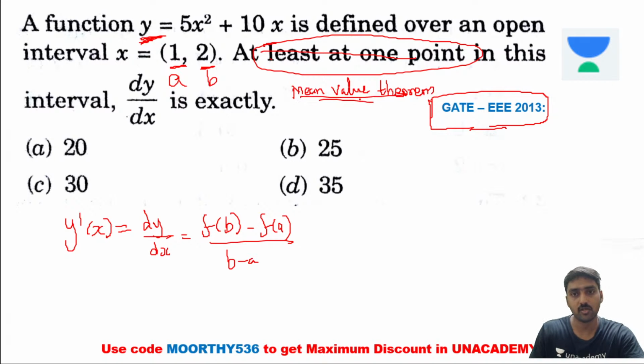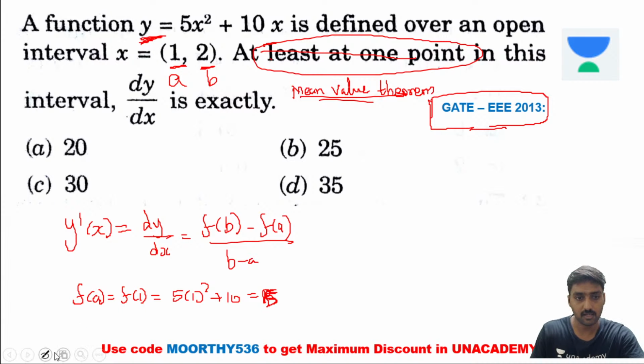So by using the mean value theorem, it's a formula for the mean value theorem. Now it's f of b. So what will be the value of f of a? f of a is equal to f of 1. It's equal to 5 into 1 square plus 10. It's equal to 15. The value is equal to 15. Is it clear now?